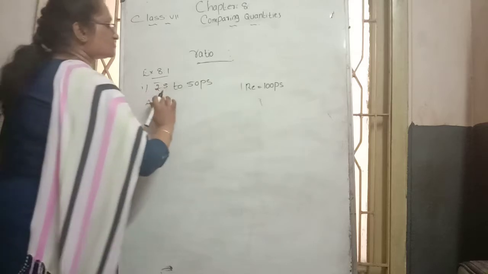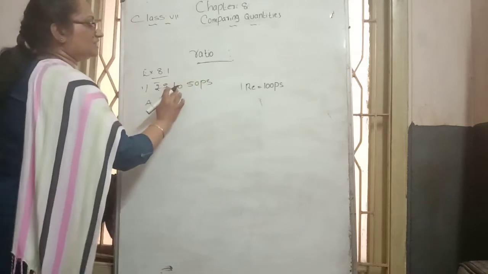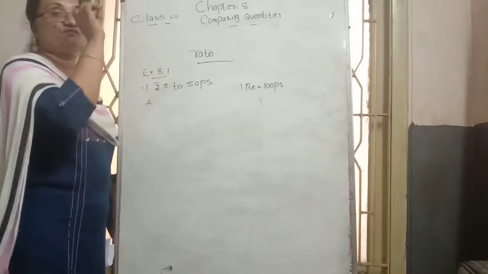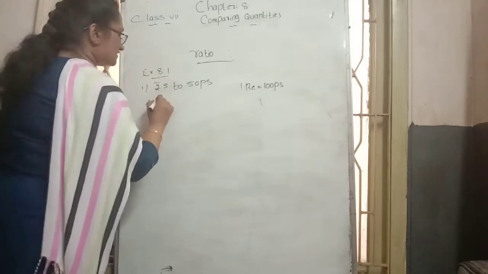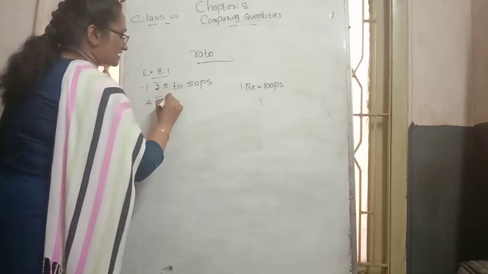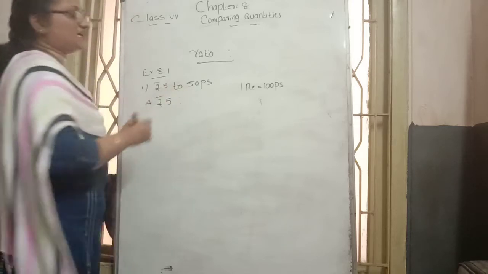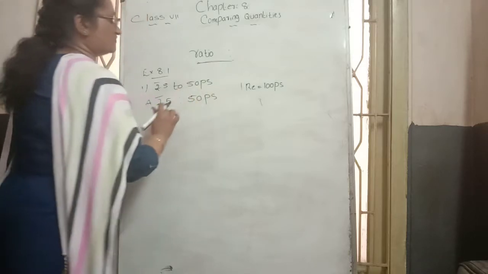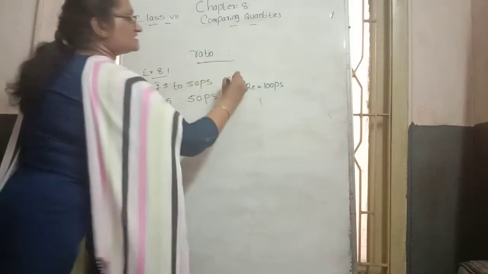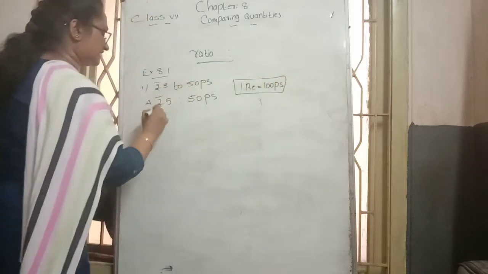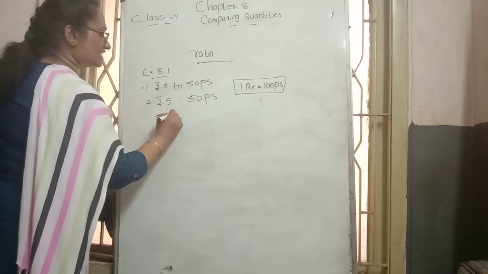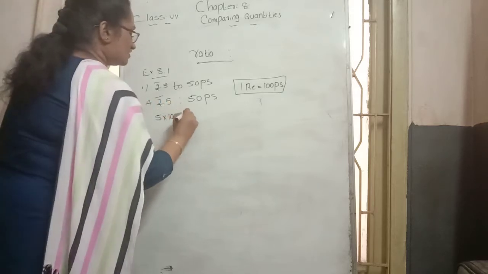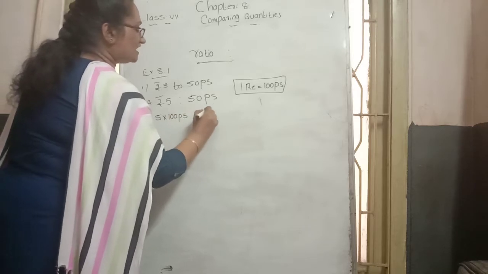First, the word 'to' we can remove. How do we do the comparison with the help of a ratio? We keep 5 rupees, and instead of 'to' we keep the ratio symbol, then 50 paise. Then the second step: we convert rupees to paise. We know 1 rupee contains 100 paise, so 5 rupees contains how many paise? 5 into 100 becomes 500. So 500 paise is to 50 paise.